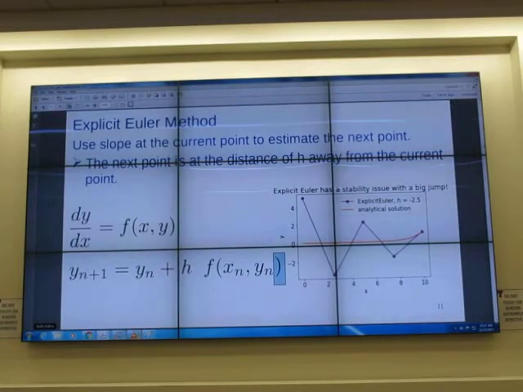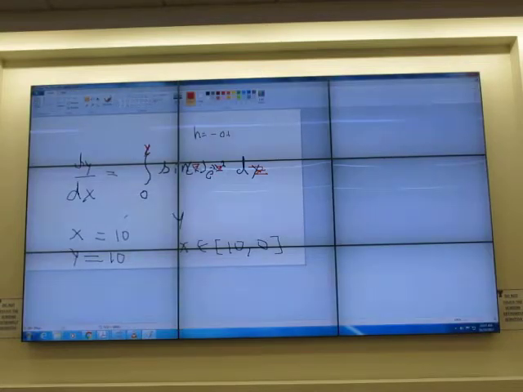So let's go back to our pen. We use the slope at the current point. I have to ask myself, what is the current point? Current point is x equal to 10, but y also equal to 10, okay? I put the limit of integration to be 10. And now, can I use the trapezoidal method? Yeah. Can I use Simpson? I can. Right.